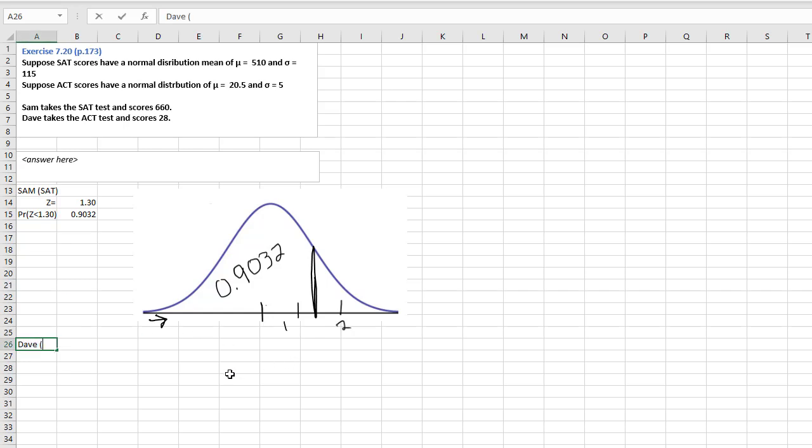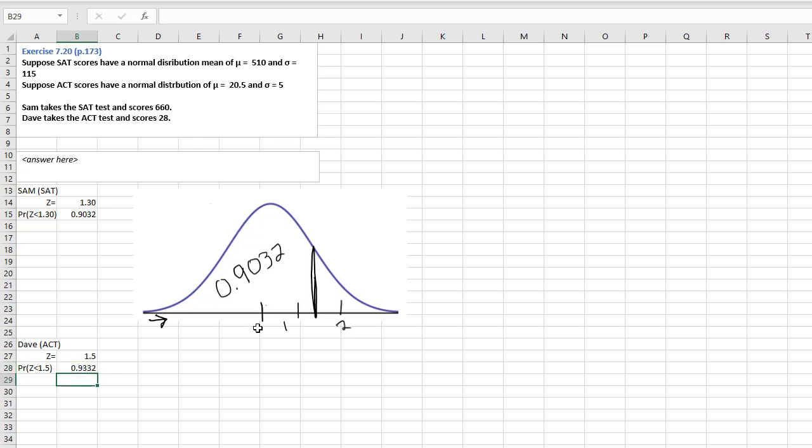So Dave, who took the ACT, let's just put this right here so I don't have to make all the settings. So first, our z-score. Let's figure that out. So I'm going to hit equals, and Dave scored, let's open parentheses, a 28, and then we subtract from that the mean, which is 20.5, and I'm going to close that, divided by the standard deviation, which is 5, bam. It's going to be 1.5. So I'm changing this from 1.30, that's from Sam, and for Dave, we have 1.5, okay?